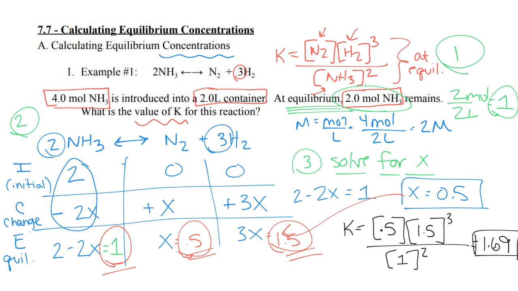Okay, so when we're solving equilibrium problems, step number 1, write out your K expression. Step number 2, set up your ICE table. Step number 3, figure out how to use the information that you have to solve for x. So that's our first example. Let's go ahead and do another one.